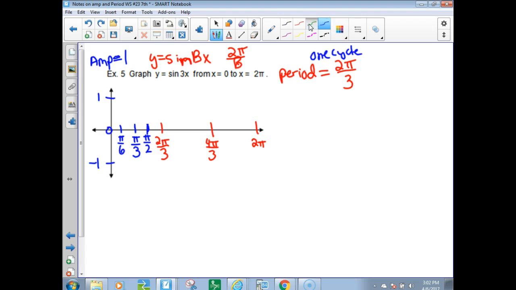Okay, now I'm going to graph it, and the sine wave starts at 0, so we'll still start at 0. We'll go all the way to pi over 6, hitting up at 1, back to 0, down to negative 1, and back to 0. Sketch it.